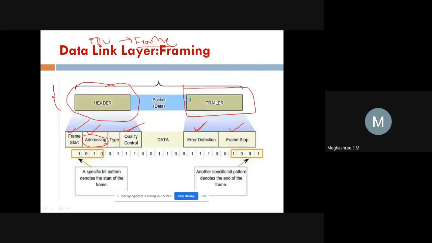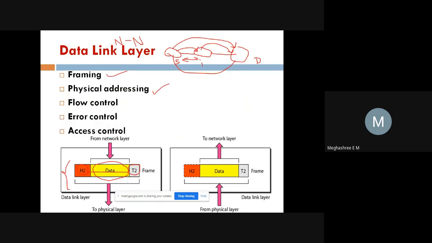I said in this slide that the header specifies the addressing types. So here addressing includes the source and destination address. That is, which host the data is received from and which host the data has to be delivered to. That address will be present in the physical addressing part. And next is flow control.